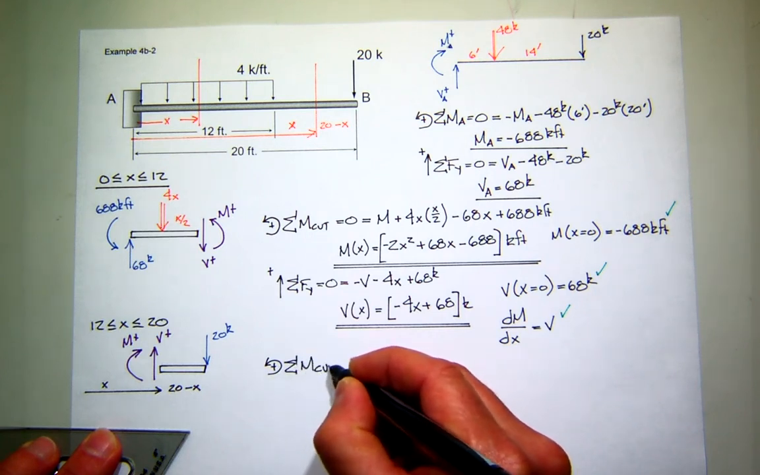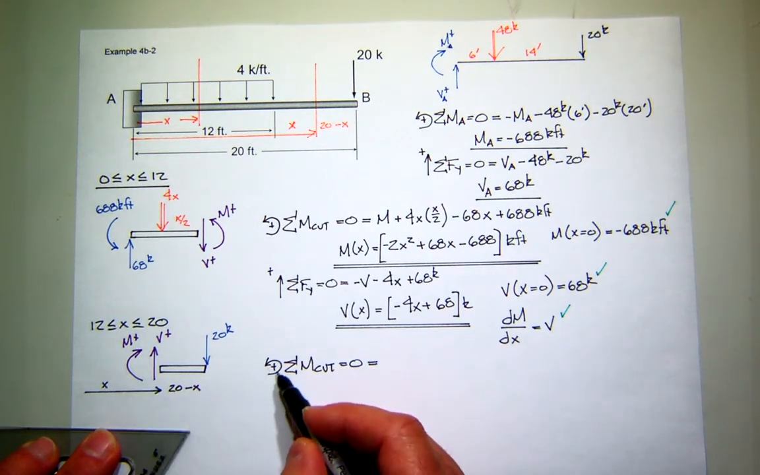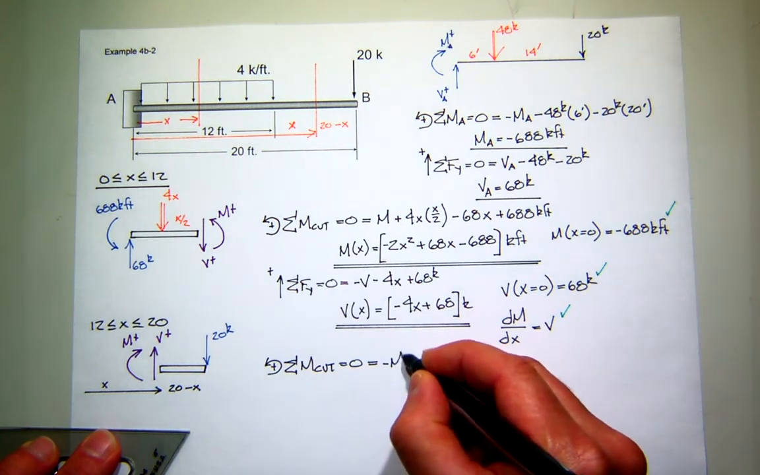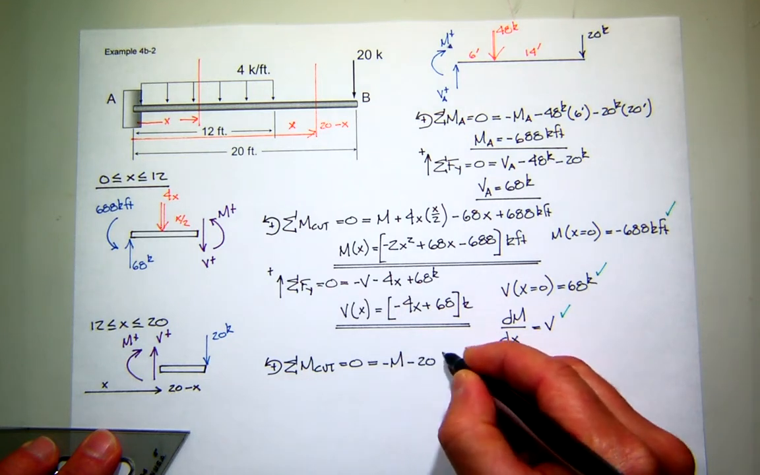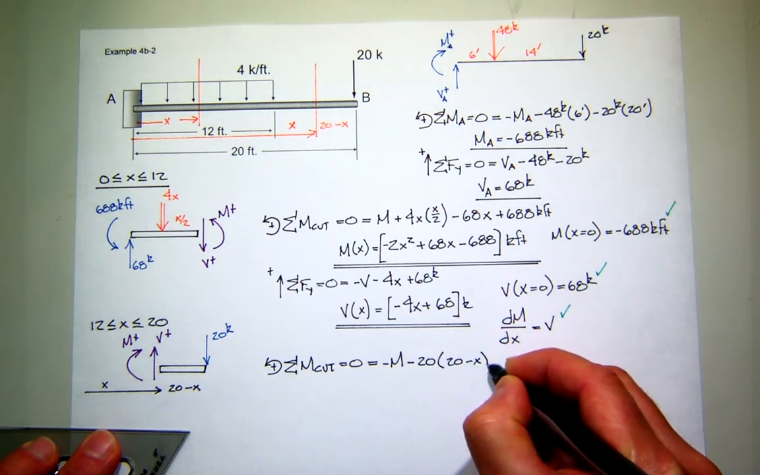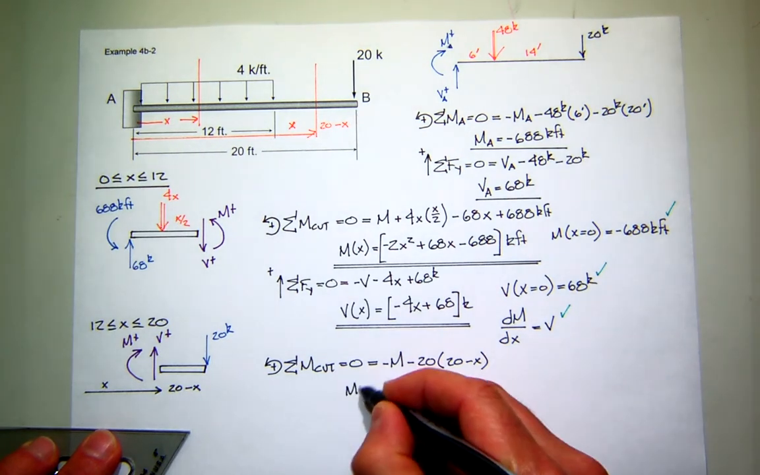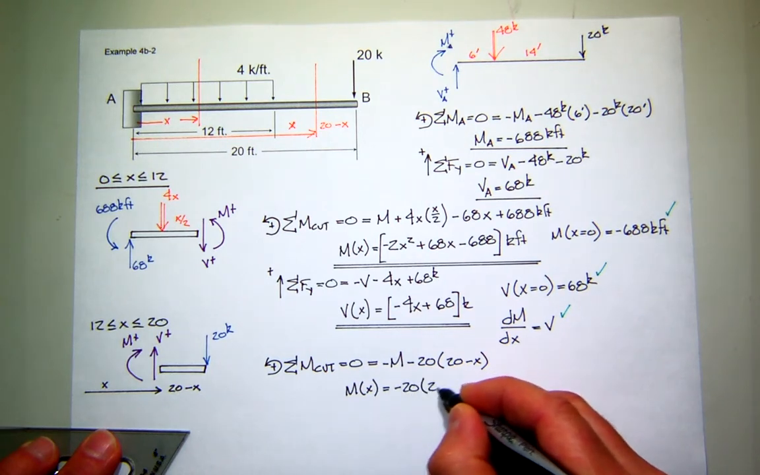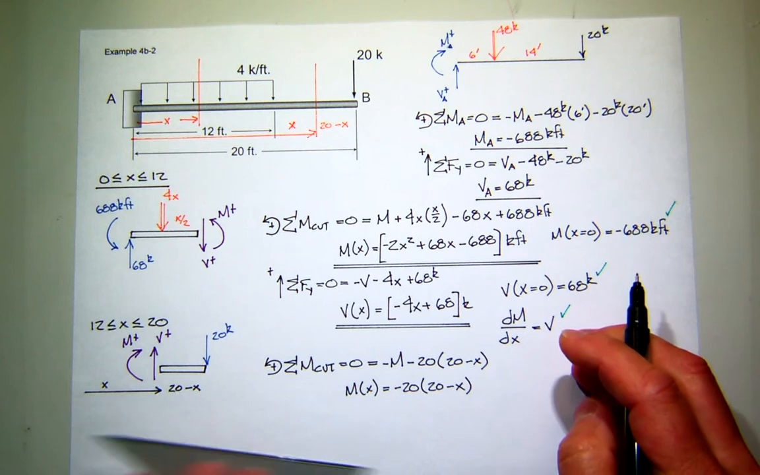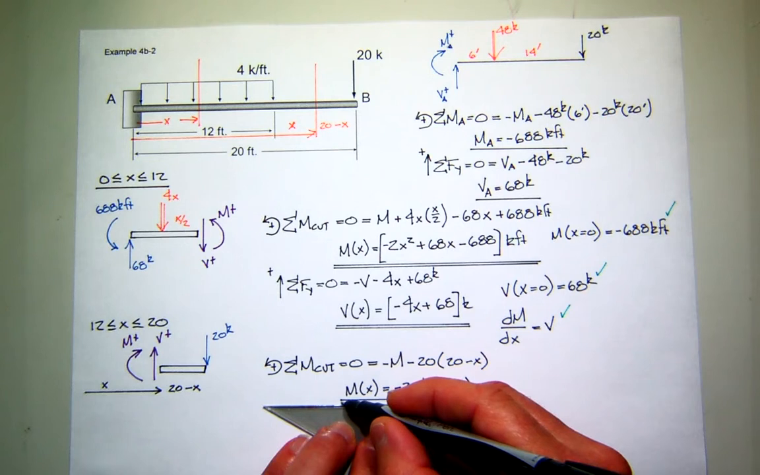I'll just sum moments at the cut, like I've done before. So starting here with my right-hand rule as my sign convention for equilibrium, the moment's negative. The 20 kip force also creates negative moment with a moment arm of 20 minus X. Everybody see that? So now the moment, which is a function of X, is just going to be minus 20 times 20 minus X. Now for me, you can just leave it like that. You don't need to expand it. If you feel more comfortable doing that, you can.